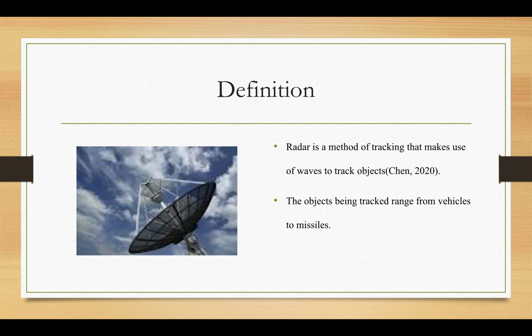Radar is a method of tracking that makes use of waves to track objects. So basically, radar functions very similarly to how our eyes work. Once light reflects off an object and bounces back to our eyes, this reflection is measured automatically by our brain, creating an image that we see.